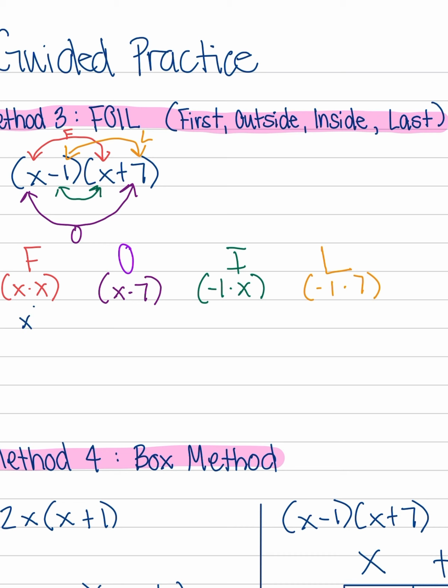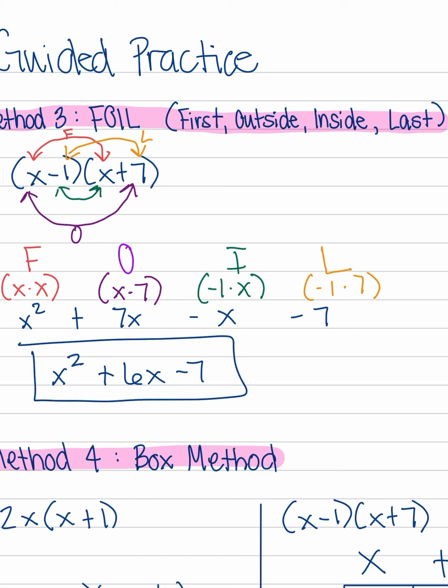x times x is x squared. 7 times x is 7x. And then -1 times x is -x. And then -1 times 7 is -7. So again here, all we do is combine our like terms. So we've got x squared, 7 minus x gives me 6x, and then -7 at the end. So that's pretty much the distribution that we did before. The only difference is we didn't rewrite it. We left them the way they were, and we just did our arrows to find our first, outside, inside, last.